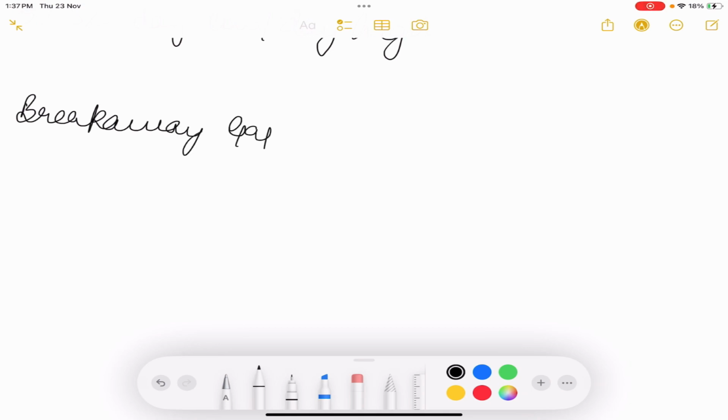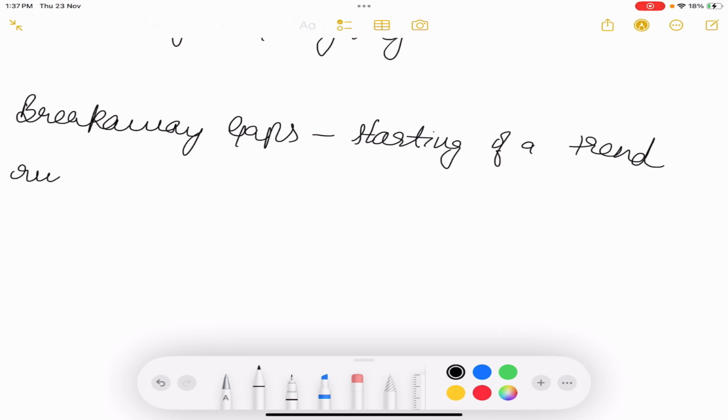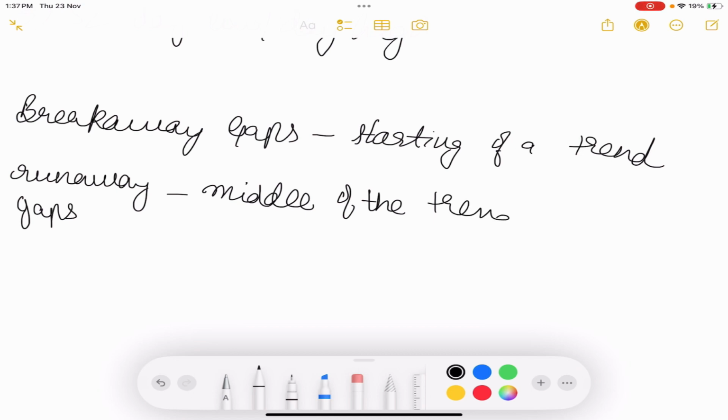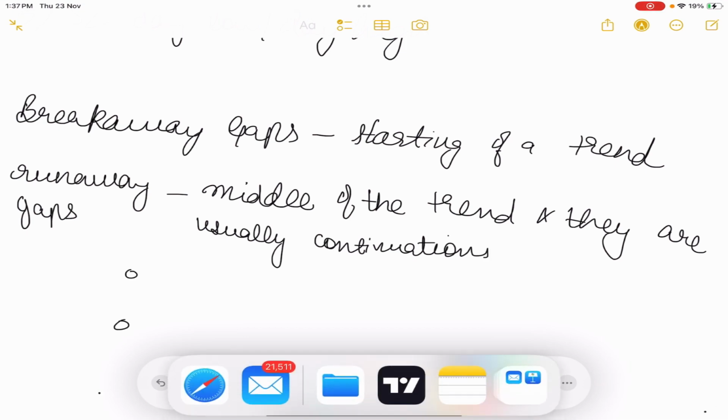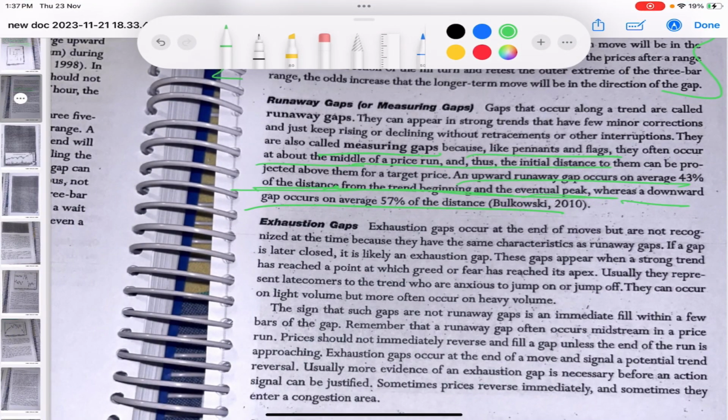Breakaway gaps are the starting of a trend, and runaway gaps occur in the middle of the trend, and they are usually continuation gaps. Now those percentages can be tested in the MCQs. As much as I hate to say that you need to learn the percentages, you will have to.